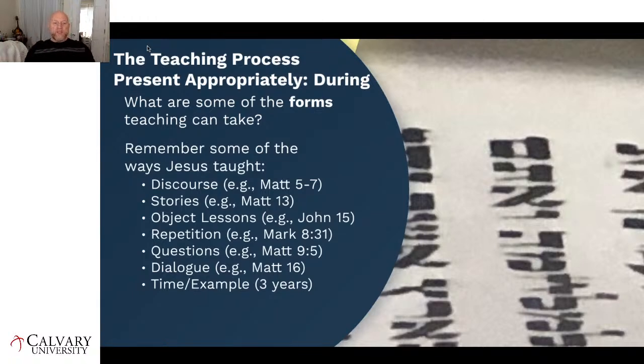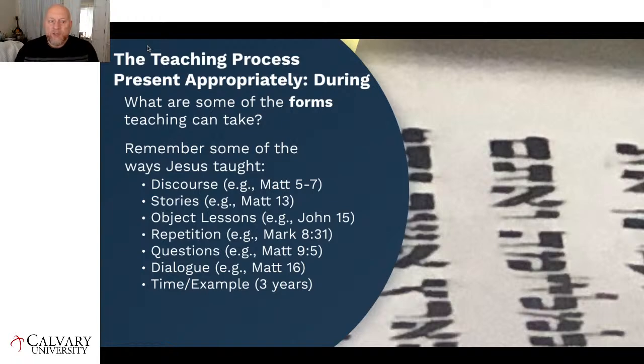Remember some of the ways Jesus taught. And I'm going to look up a couple of these verses. But first of all, of course, there's discourse. You look at Matthew 5 through 7, the Sermon on the Mount. It's just Jesus talking, okay? And I don't even know how long it takes to read the Sermon on the Mount. I think it's like 15 minutes or something like that.